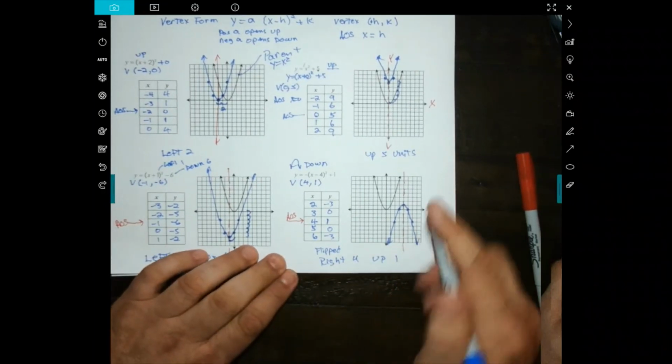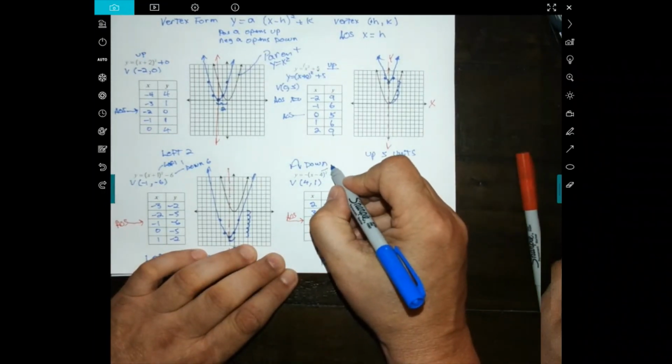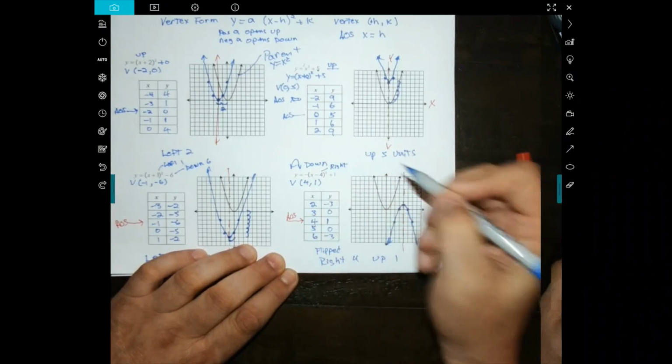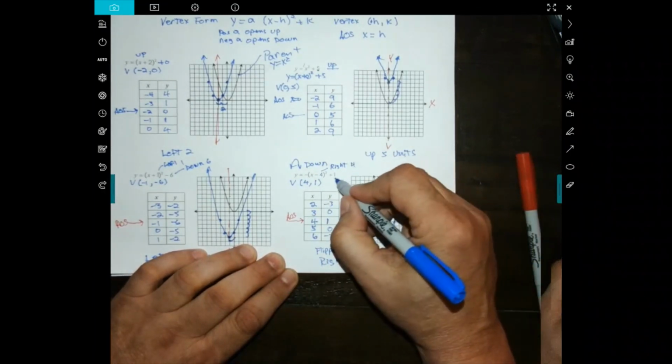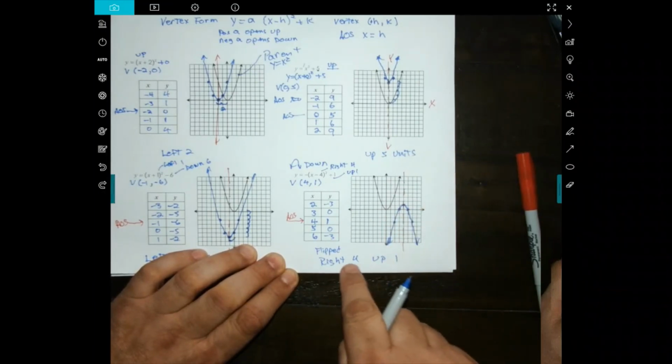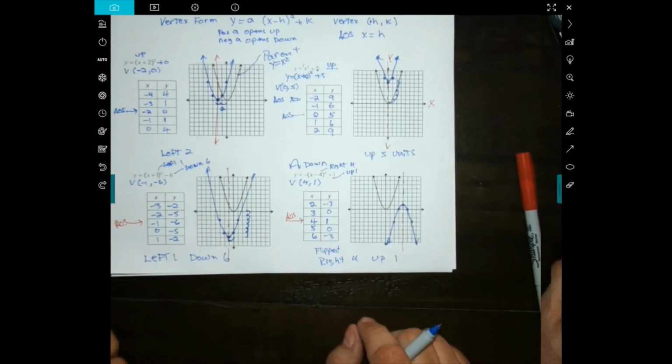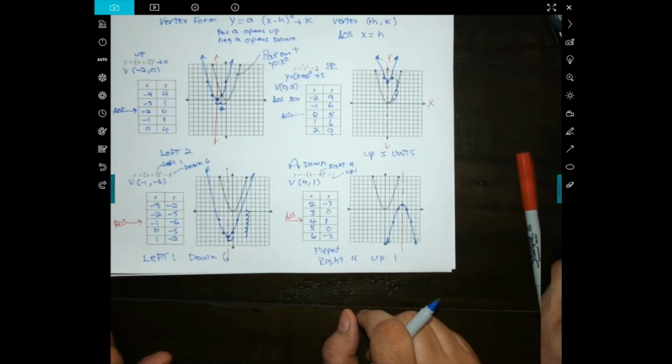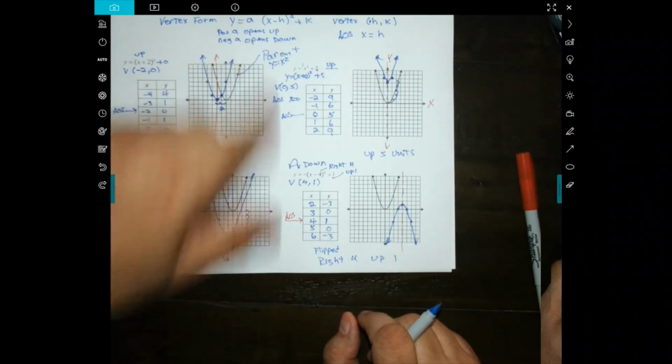And finally, we moved right 4, and we can see we moved up 1, and then when we plotted it, it's exactly what we got. So these are good demonstration of how we can translate in one flip for parabolas out of vertex form.